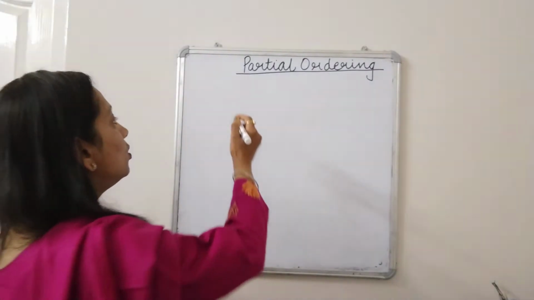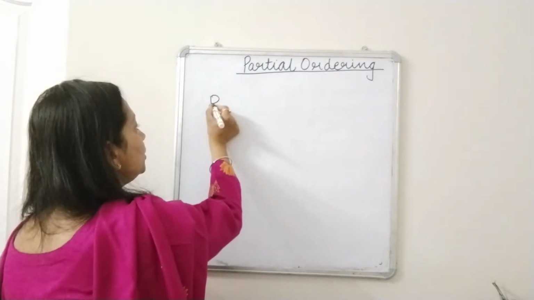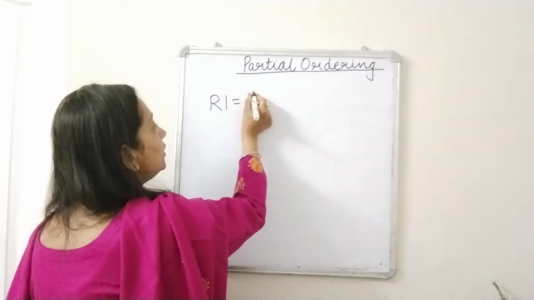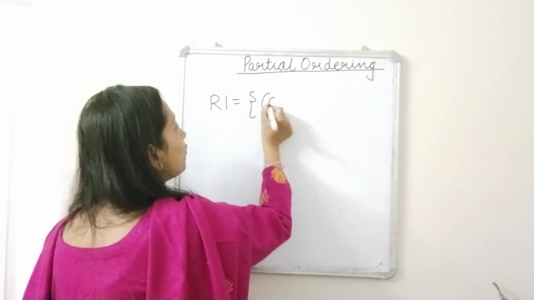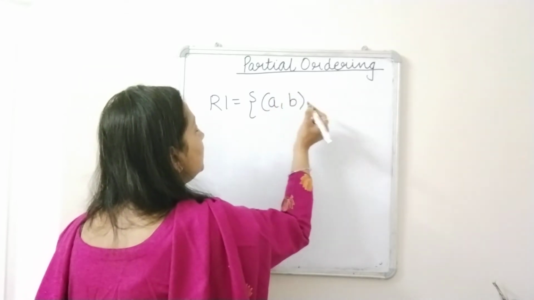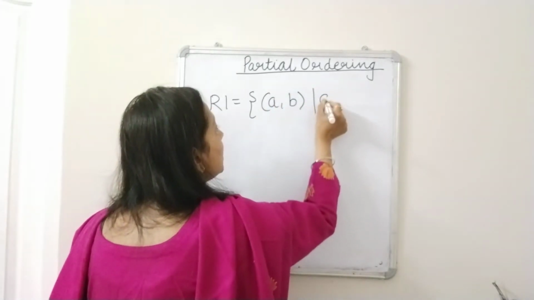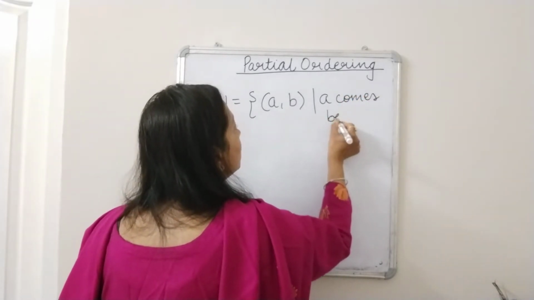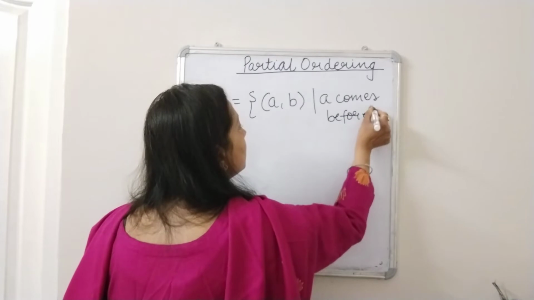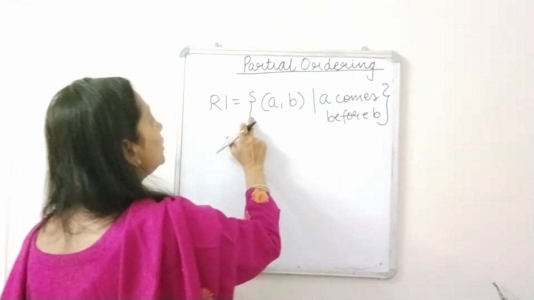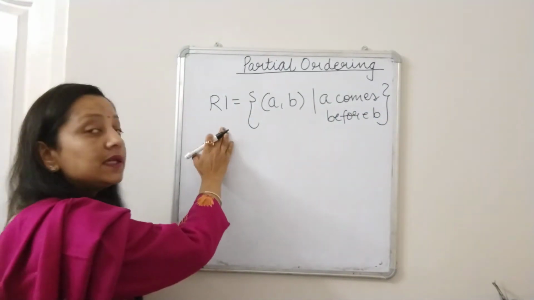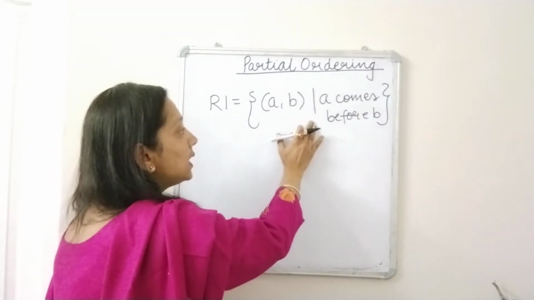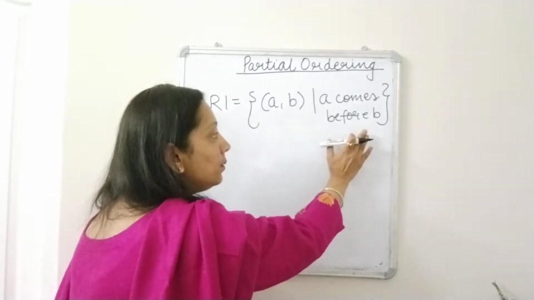We have all the words in a dictionary. And let us now assume that we have a relation R1. Now the relation R1 is a set of ordered pairs A and B such that A always comes before B. So this is the relation R1. It says relation R1 is a set of ordered pairs A, B such that A comes before B.